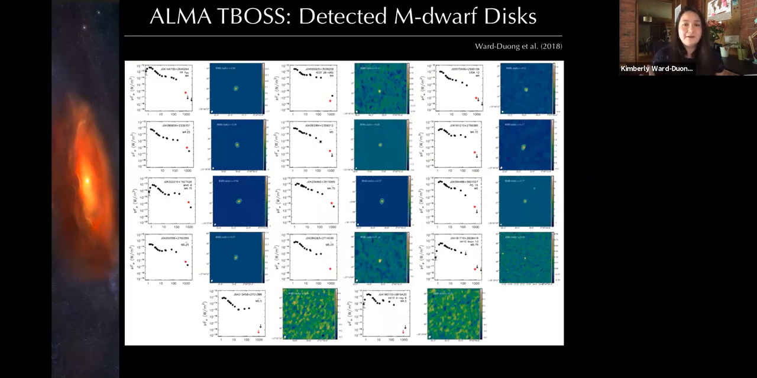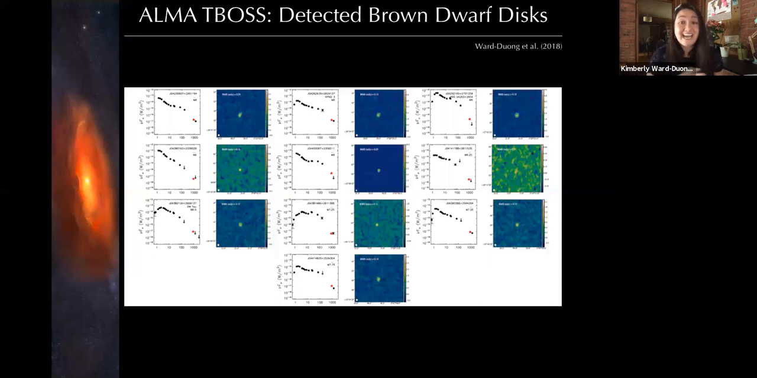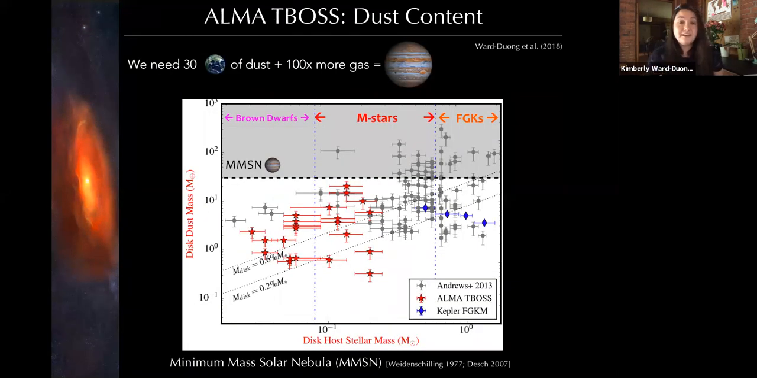So here's a gallery of what we found by looking at these objects. We detected almost all of the M-dwarf disks. This was exciting because it suggests that there's enough material for planet formation at these early stages around these objects. And what we weren't sure about is what we would find if we went to even lower masses, to brown dwarfs. We were pretty excited to actually detect all of the disks in our sample. All of the brown dwarfs had ALMA continuum detections. So we can start to put this together to try and understand the demographics of the planet forming potential of low mass stars and brown dwarfs.